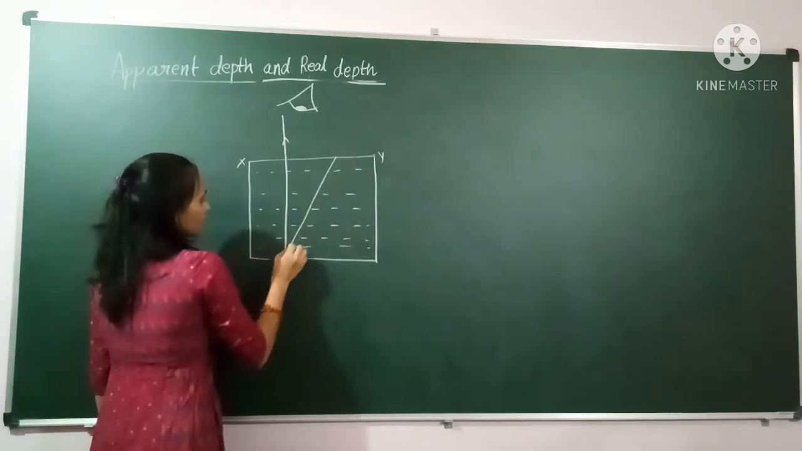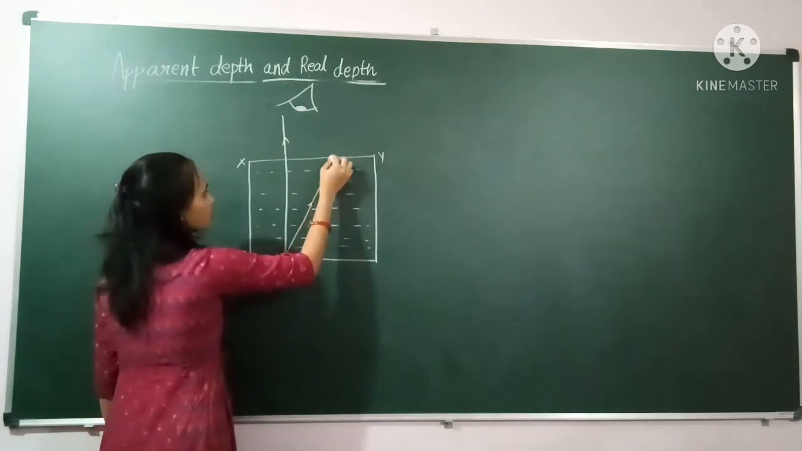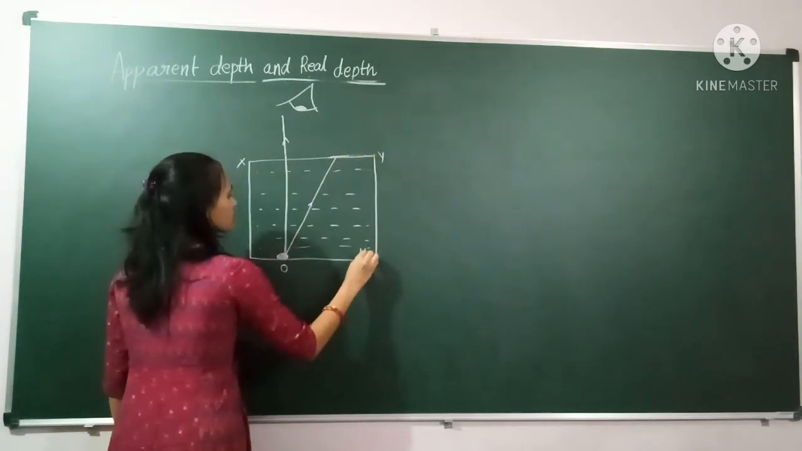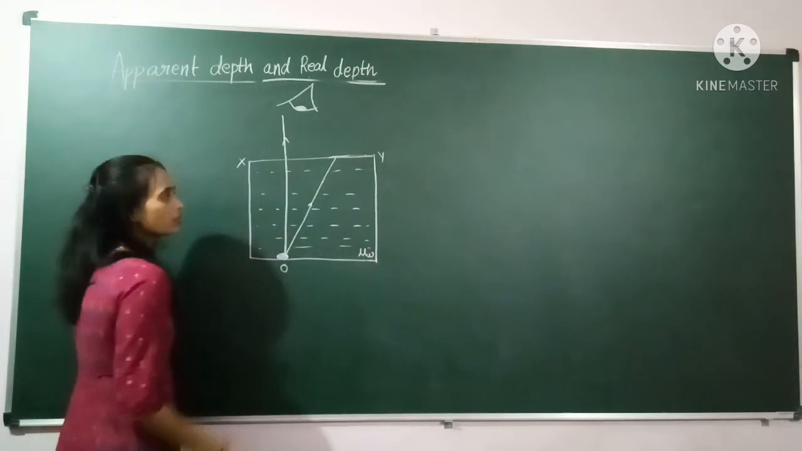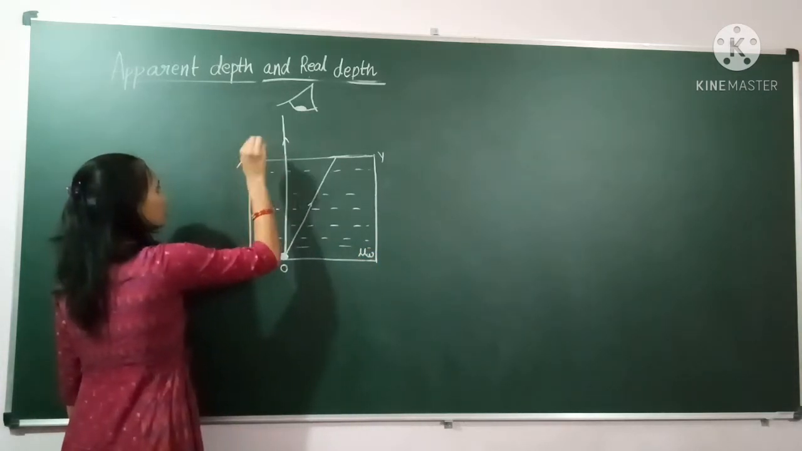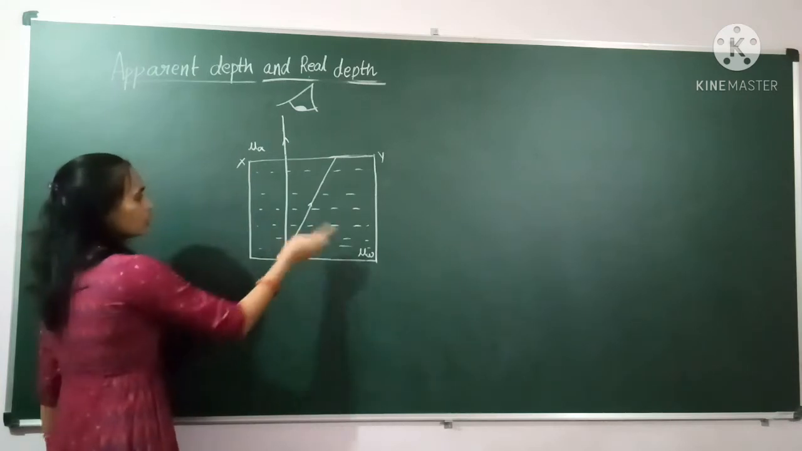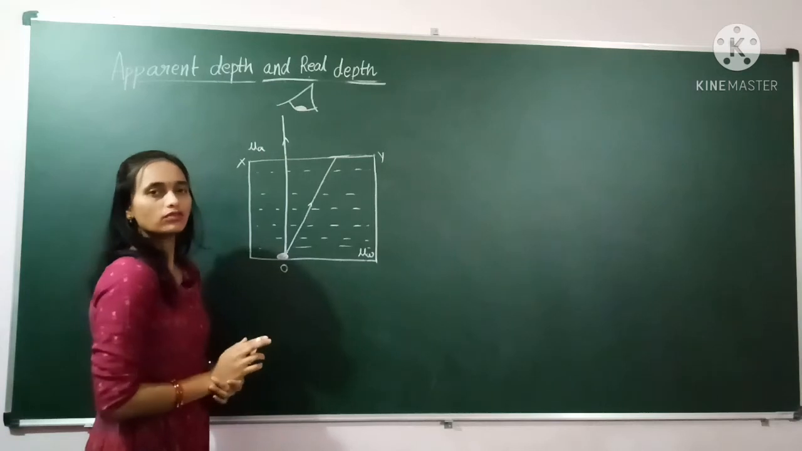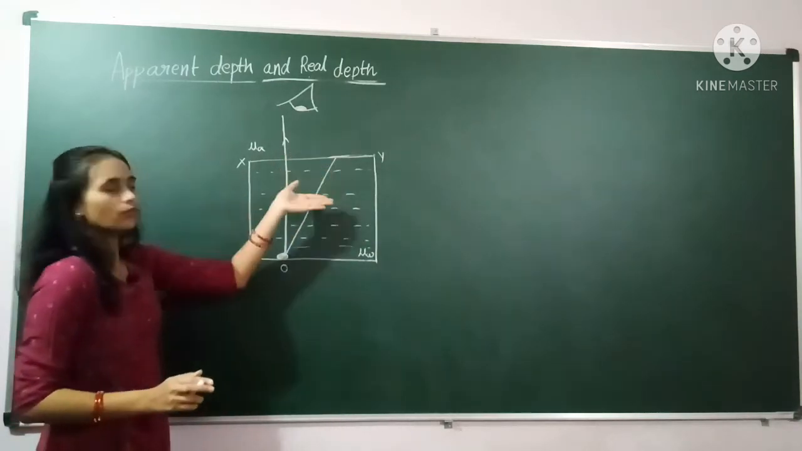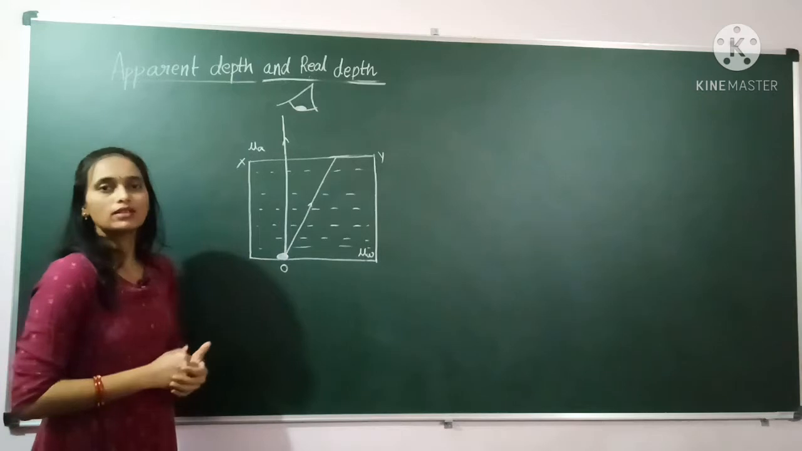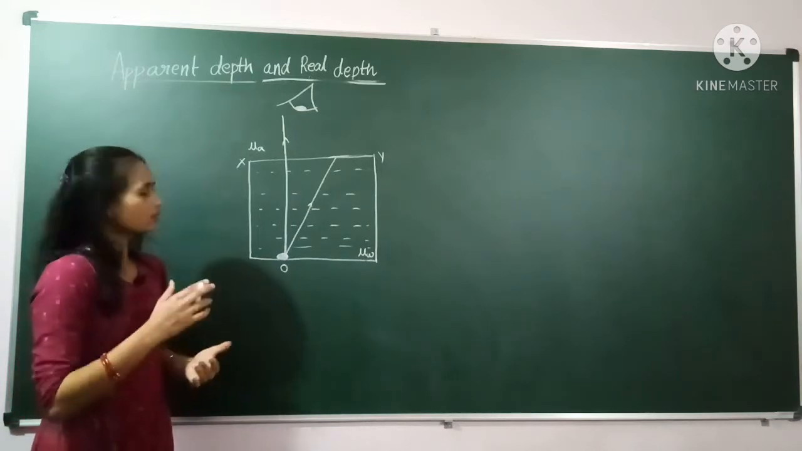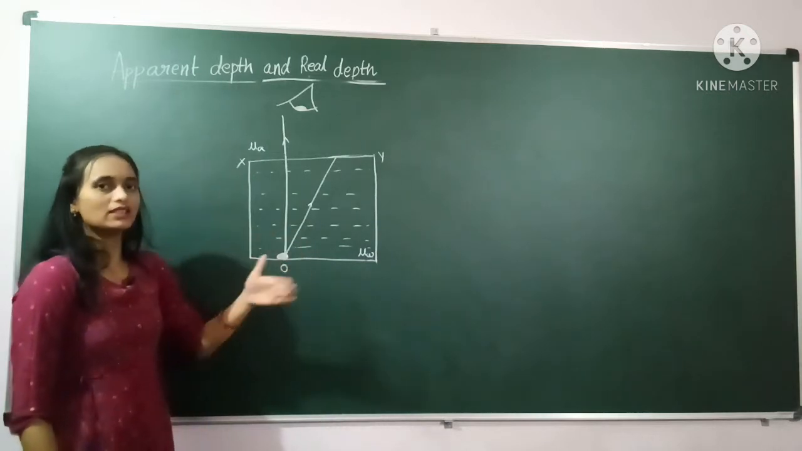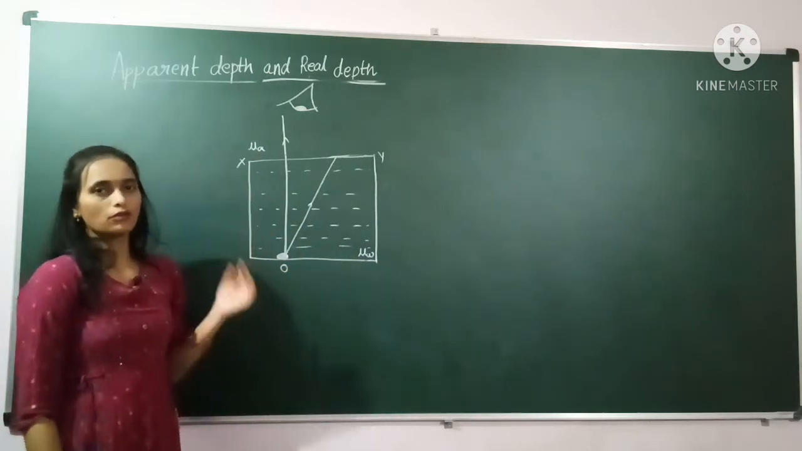When this ray strikes here, what happens at this surface? Here is the surface which is separating the two media. This is the water, which has refractive index mu w, and this is the air, which has refractive index mu a. Both have different refractive indices, so in these two media light will travel at different speeds. So when light travels from one medium to another, what will it do? It will bend, either towards the normal or away from the normal.